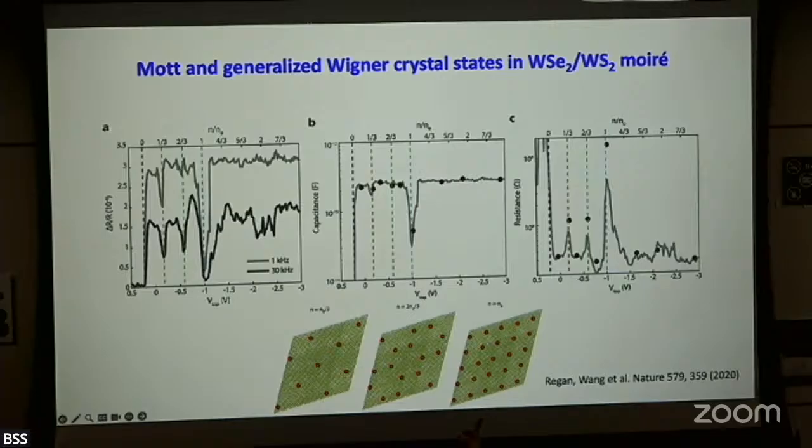Oh yeah, so this is in the heterobilayer. So it has very weak dependence on the displacement field. So that's also the limitation of this technique.